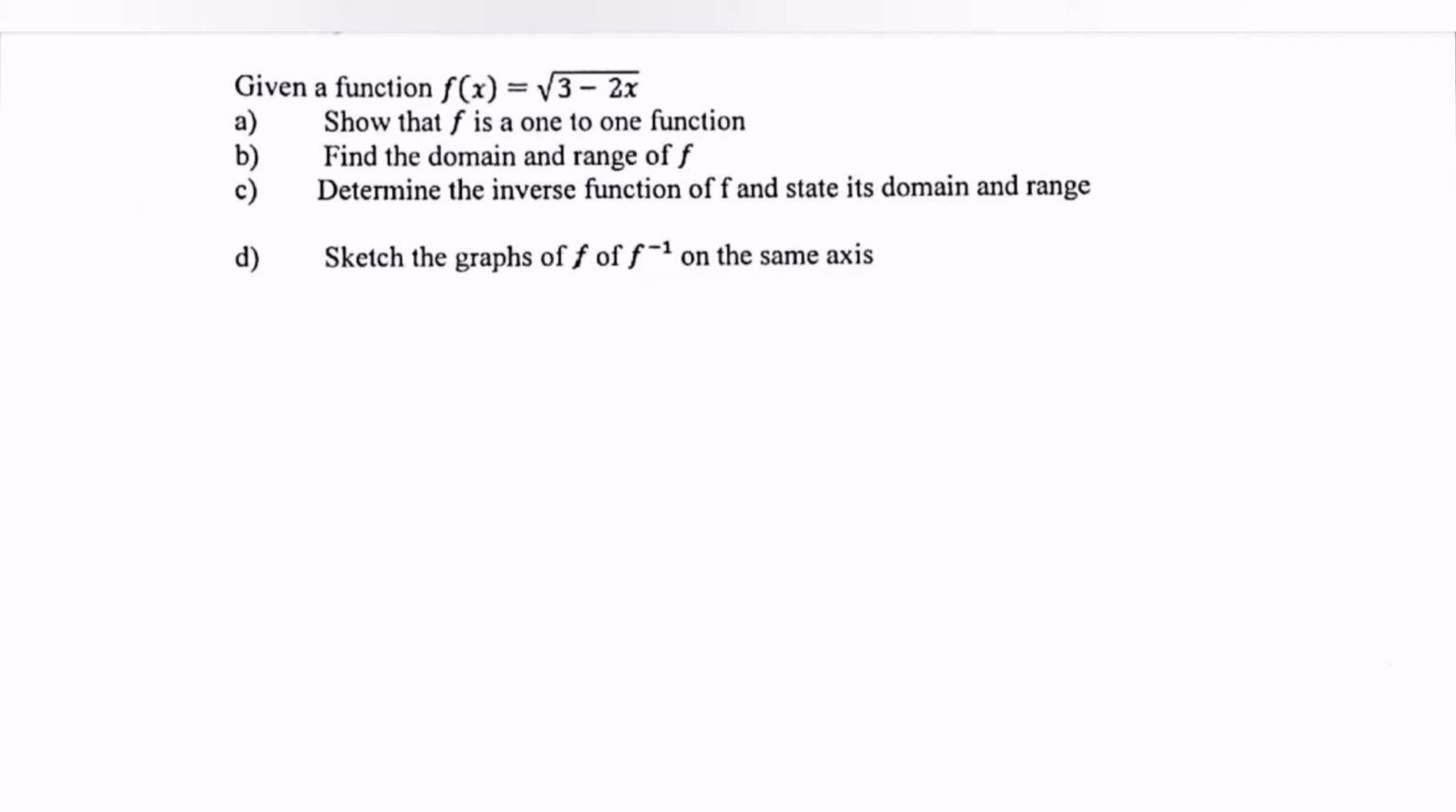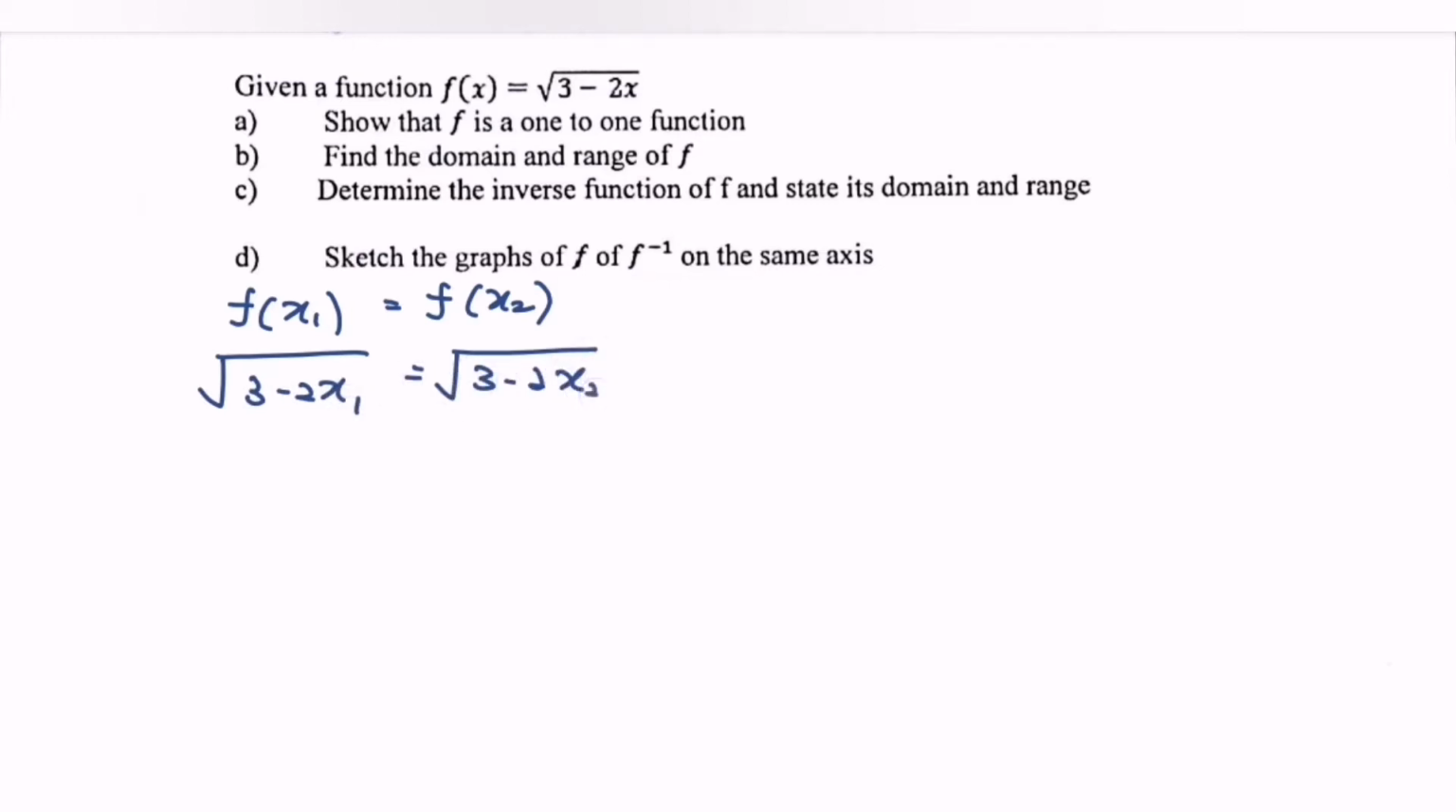By using the algebraic method, f(x1) is equal to f(x2). Kindly substitute: the square root of 3 minus 2x1 equals the square root of 3 minus 2x2. Square both sides. After we square both sides, we have 3 minus 2x1 equals 3 minus 2x2. Kindly rearrange and simplify. So we will have 2x2 equals 2x1. Simplify: x1 is equal to x2.